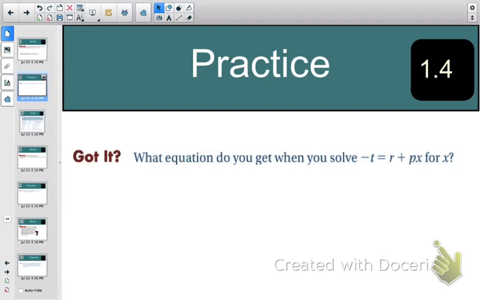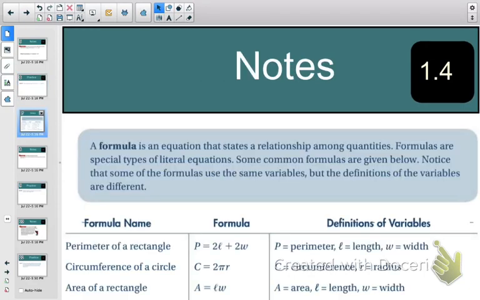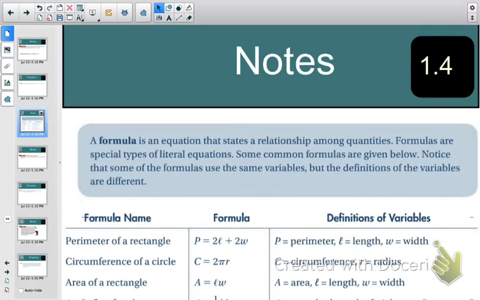Okay, now when you solve this for x, you should have gotten x equals negative t minus r all over p. That's when you're isolating x. If you did not get that, look back, try it again, or you can ask me tomorrow. But let's move on.